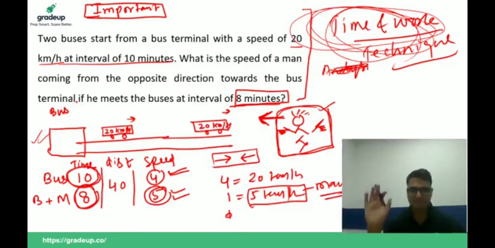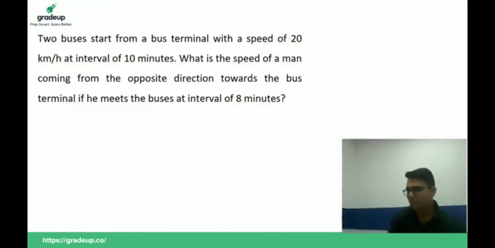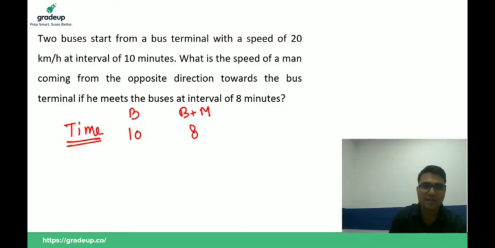Okay guys, this is one method. I will tell you the other method also, no problem. Listen carefully. First I'm taking the ratio of the time. If only the bus is running, it will take 10 minutes. If the bus and man both are running, then it will take 8 minutes. The timing ratio is 5:4. And the ratio of time and speed is reciprocal to each other for the same distance.